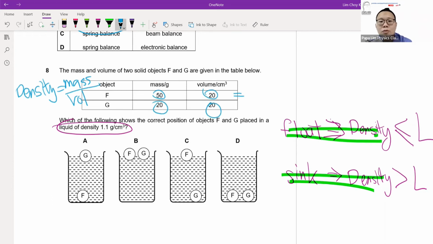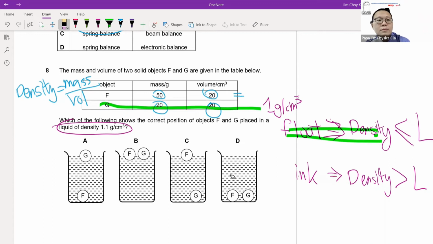If you look at a calculator, you will know that the density of G is actually 1 gram per cm cube, which is definitely lighter than the liquid. So G will definitely float.